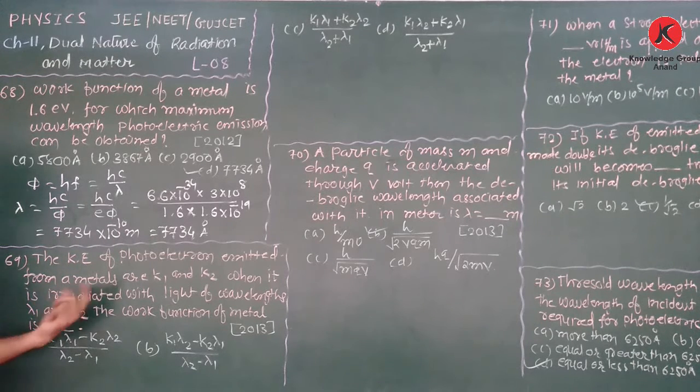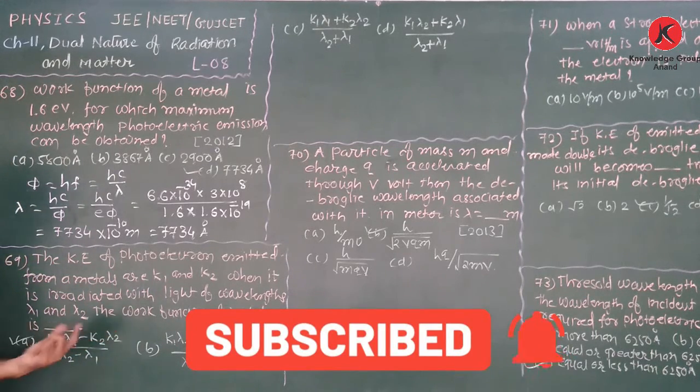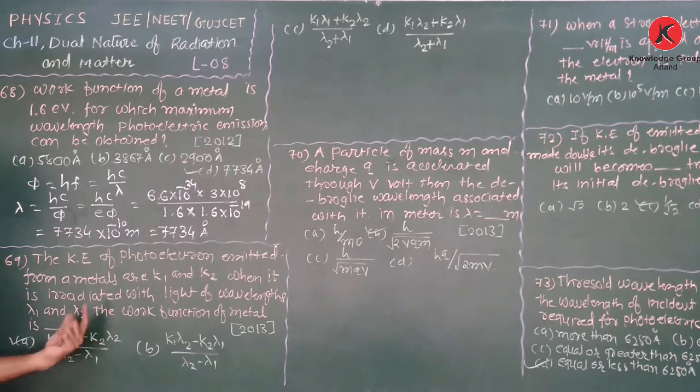Okay. Next, asked in 2013: the kinetic energies of photoelectrons emitted from a metal are K1 and K2 when it is irradiated with light of wavelength lambda 1 and lambda 2. The work function of the metal will be? Here photoelectrons with two different kinetic energies are emitted as the metal is illuminated by light of wavelength lambda 1 and lambda 2. So what should be the work function of this given metal?